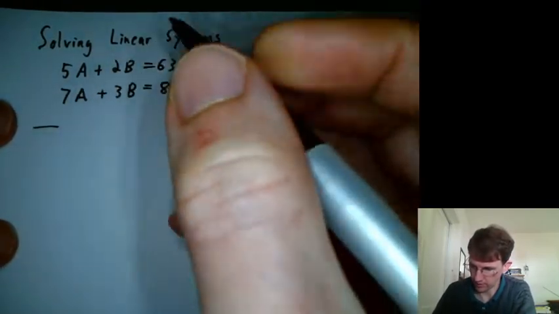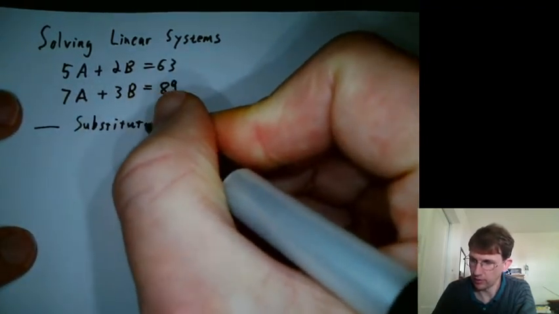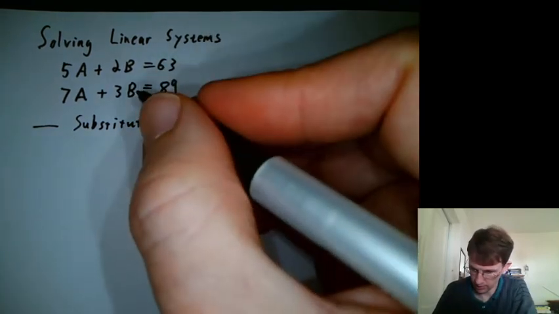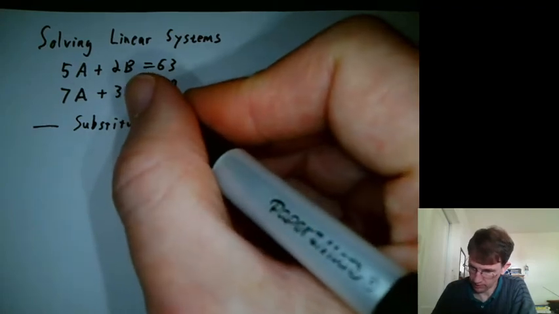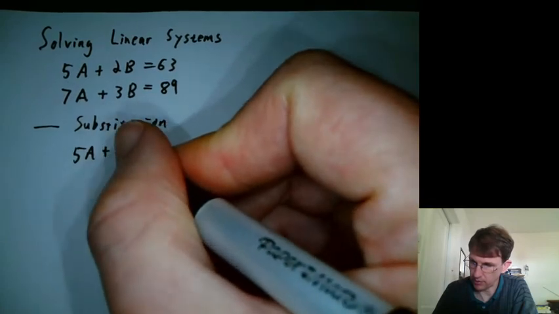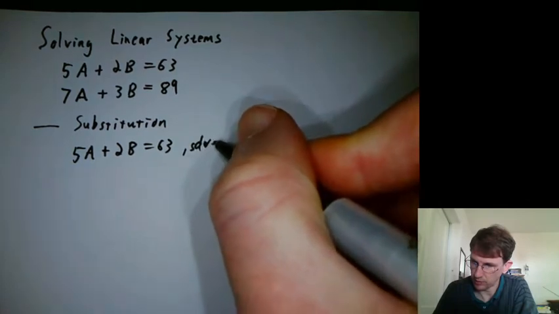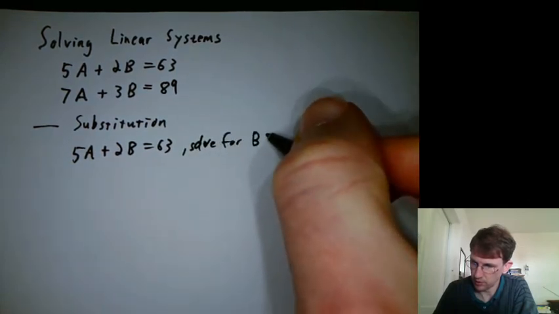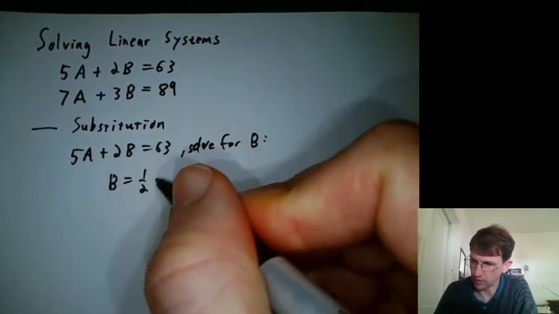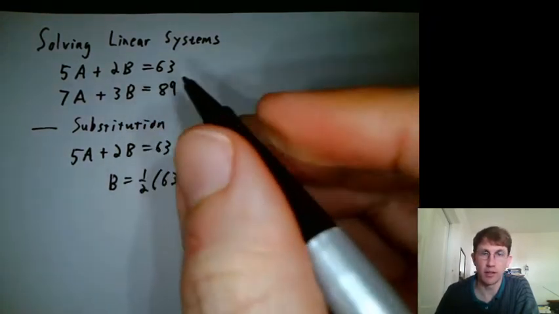So one way to do that is by substitution, where we solve one formula for b and then substitute that into the other formula. So we might say solve the second one for b. Sorry, the first one for b. So 5a plus 2b equals 63. Solve for b. So you subtract 5a from both sides, divide by 2, so you get b equals 1/2 (63 minus 5a). And then substitute that into the other formula.